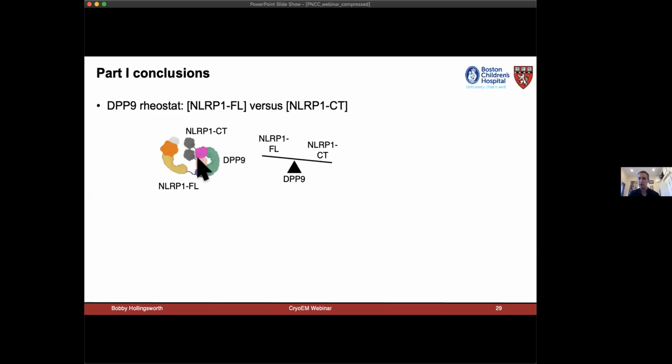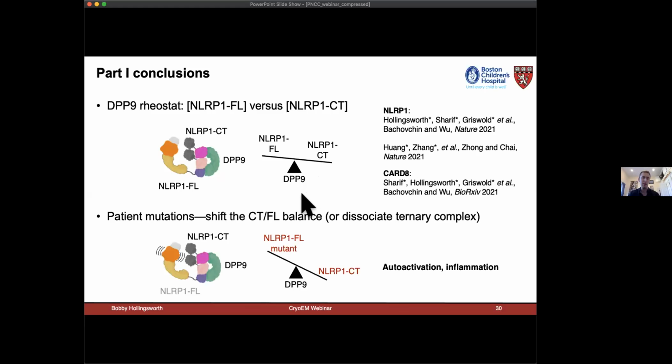We show that essentially this mechanism is acting like a rheostat, where DPP9 is helping the cell sense the balance of full-length NLRP1, the repressed state, versus the proteasomal activated C-terminal fragments. And upon undergoing protein degradation, the pool of these full-length proteins is depleted, the pool of the C-terminal proteins is increased, and when that reaches some sort of threshold set by this rheostat, the inflammasome can form. And patient mutations result in basically skewing this ratio at all times.